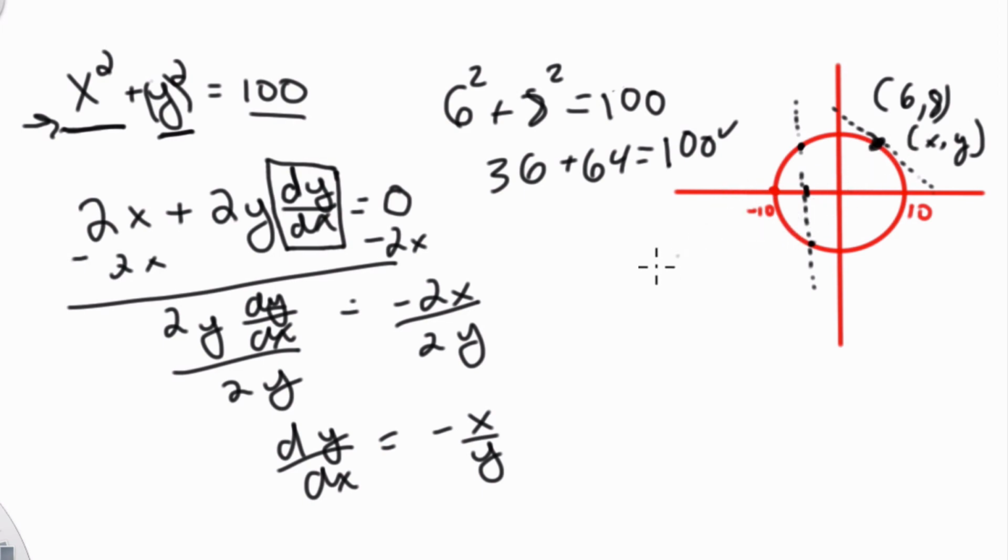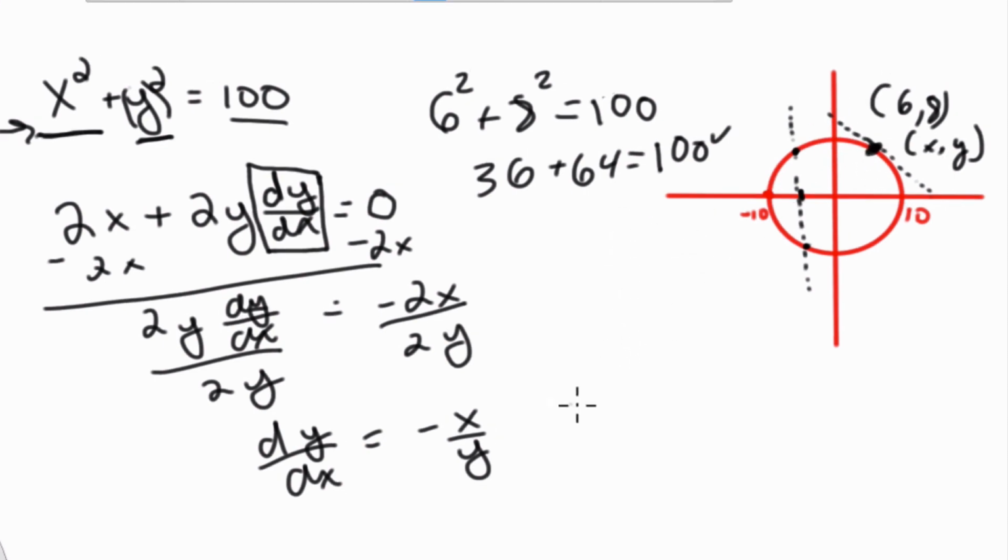So I want to know what's going on there at 6, 8. What is the instantaneous rate of change, and what is the slope of a tangent line? So if 6 is my x and 8 is my y, I simply plug it into my derivative formula. So x is 6, y is 8, and reducing is going to give me negative 3/4. The derivative at that point 6, 8 is going to be negative 3/4.